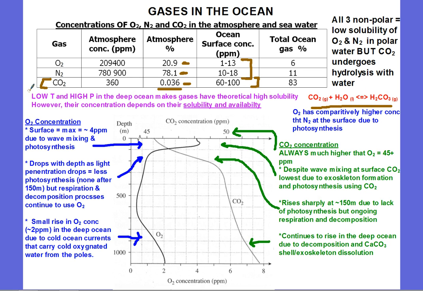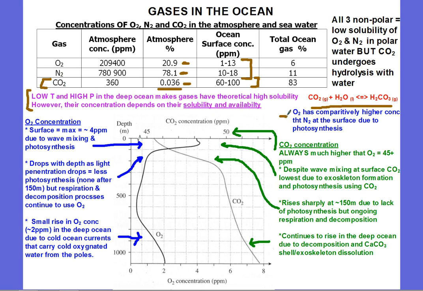Now, the low temperatures and the high pressures of the deep ocean, as we studied before, make gases have a theoretically high solubility in the deep ocean. But the concentration of gases doesn't just depend on their solubility, it depends on their solubility and their availability. And there's a number of factors that mean that carbon dioxide and oxygen have different availability in the deep ocean, and therefore different concentration in the deep ocean.